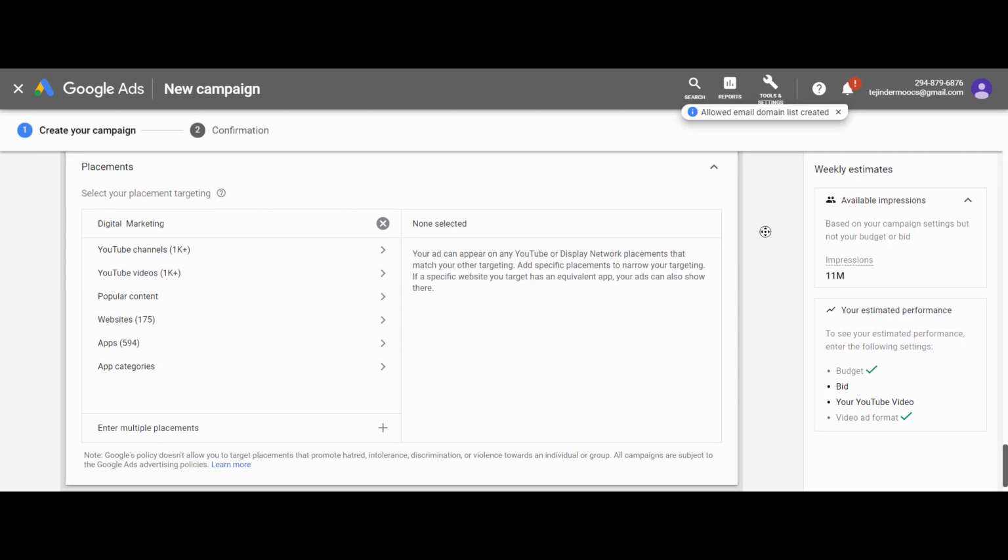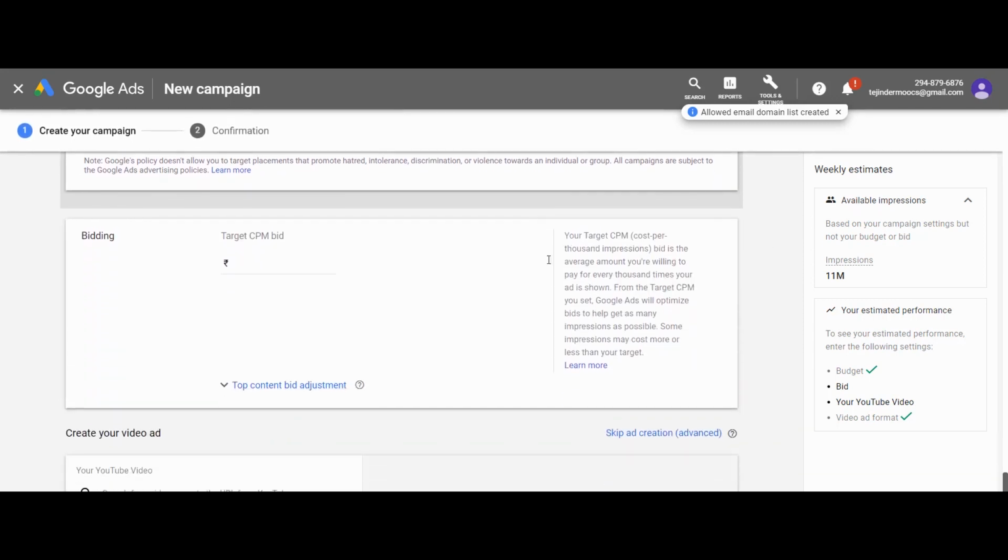Next, we have to set the target CPM, that is cost per 1000 impressions, that you would like to pay to Google if your ad impression is there. The rule is simple. Just set a bid amount initially on a trial basis, watch the performance of your campaign, and then decide what will be the final bid amount.